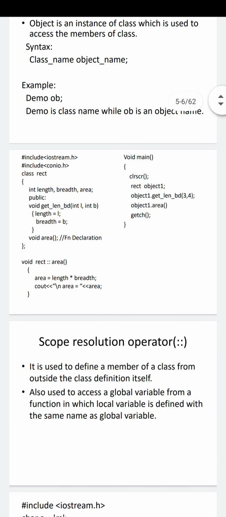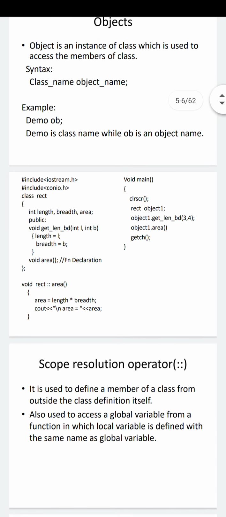Now let us come to the main. In the main, we have declared one object of type rect. So syntax is, first of all write the class name, then space, and then the variable name. So we have written the variable name as object1. So now object1 becomes the object of this class rectangle, and this object1 can be used to access any members, whether it is variable or function, inside the class. So we can see here in this example, there are only two functions which are in the public. One is get length breadth and another is area.